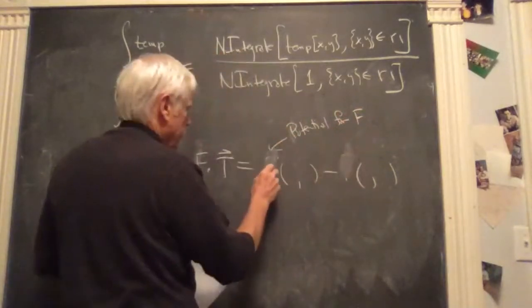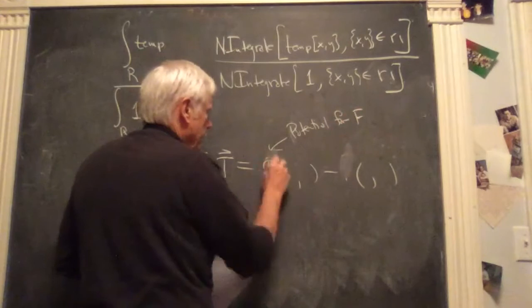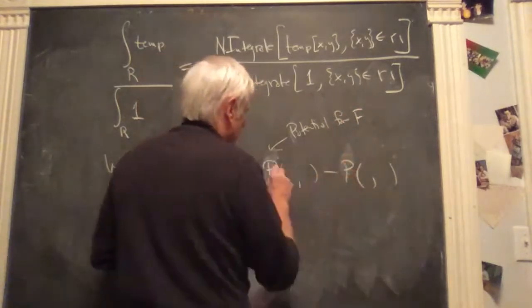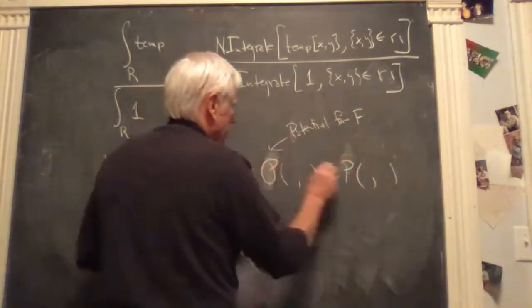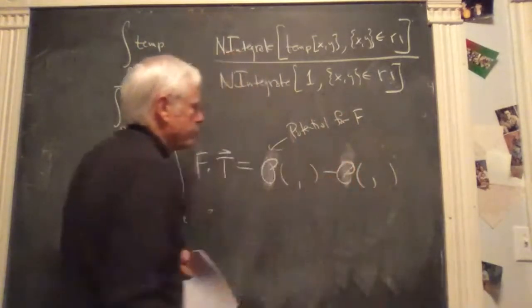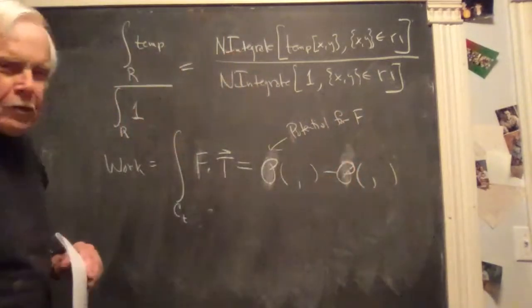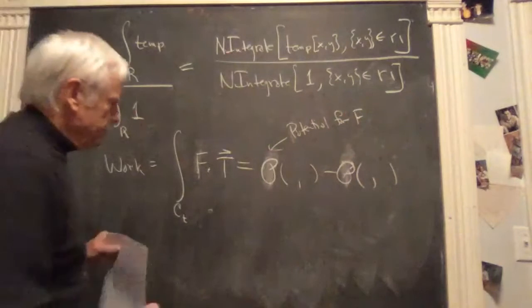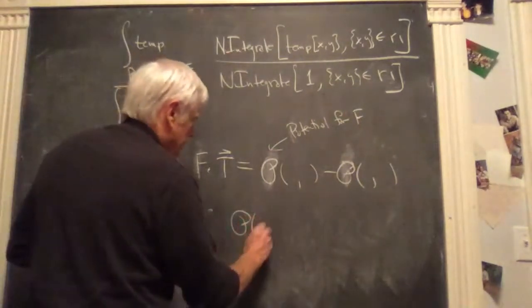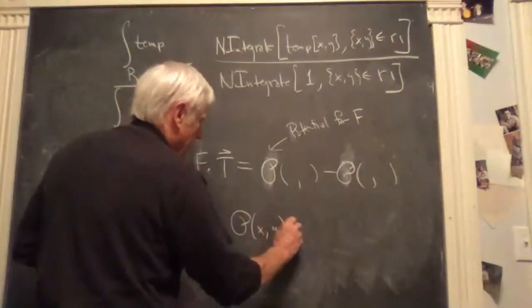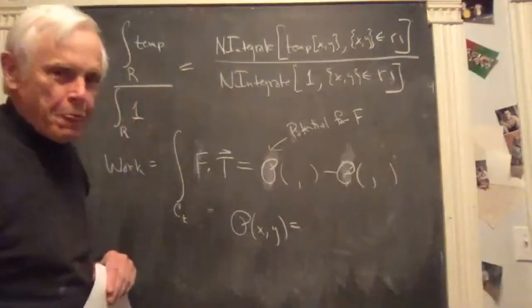I don't know what to call this. Potential function P maybe. This isn't the other P, maybe I'll use the script P. This is the potential function. What do we get for that potential function? Does anybody have that? Just so anybody write down what we got for the potential function here?